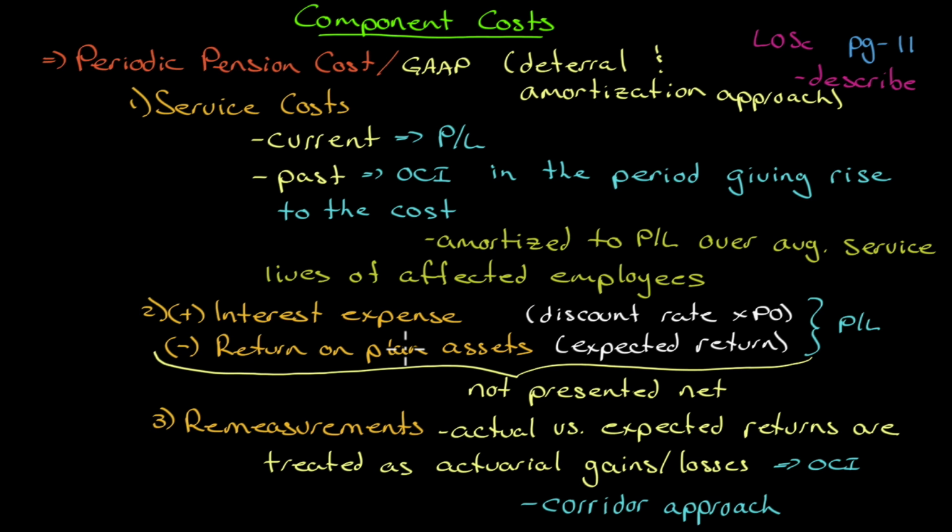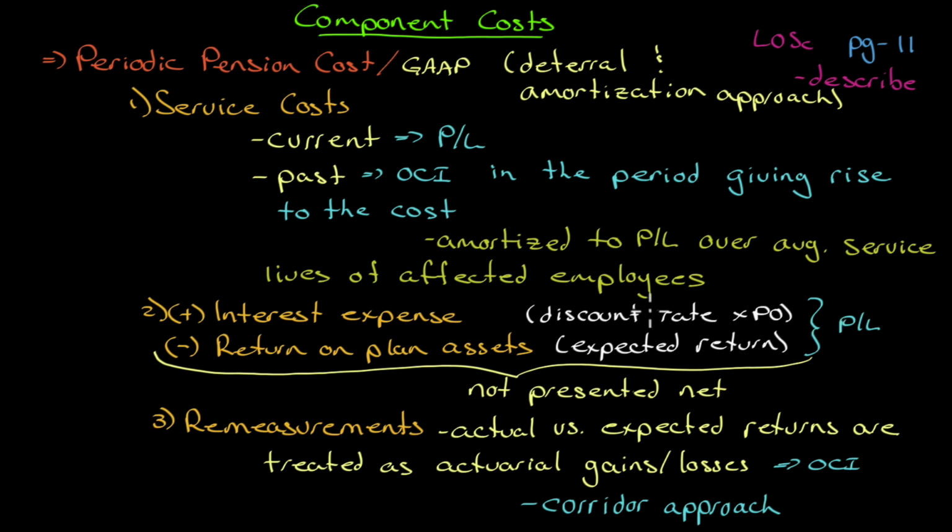With GAAP, they say, well, hang on a second. The pension obligation may have one rate that we multiply it by, and the assets may have another rate. So there are 2 different line items. They are not presented net. They are 2 separate line items. For IFRS, they hit the P&L net. Here, they do not hit the P&L net.